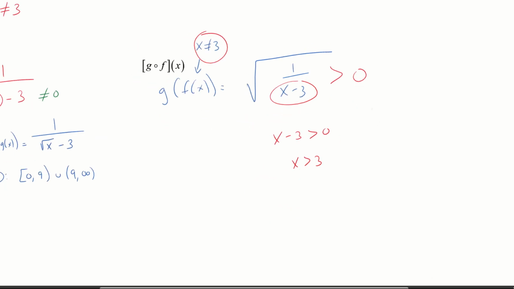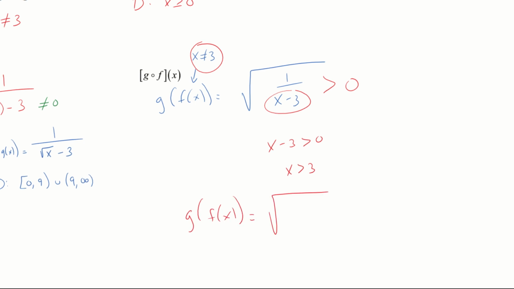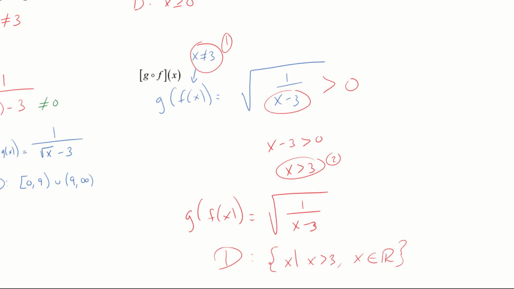So g of f of x, my composite function, is the square root of 1 over x minus 3. My domain restriction has to satisfy both of these two things: the domain restriction that I came with, and the new domain restriction that I came up with. Well, if it's not equal to 3 and it has to be strictly greater than 3, that's already satisfying both, right? So here my domain restriction is x has to be strictly greater than 3. How do we write it? Officially, x greater than 3. x can be any number, as long as it's greater than 3, then we're good.